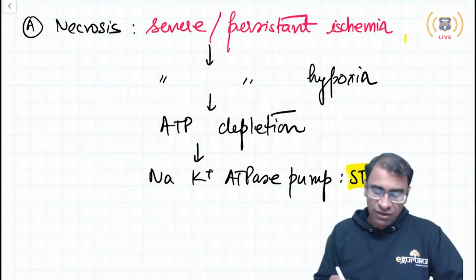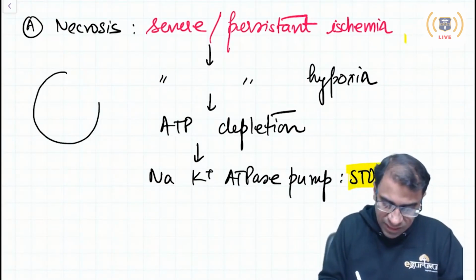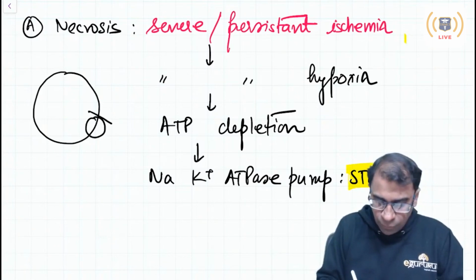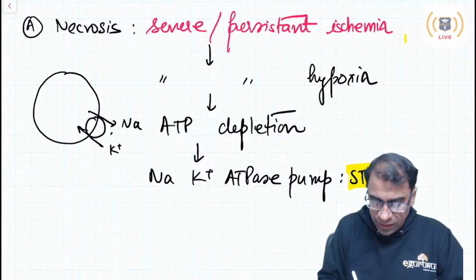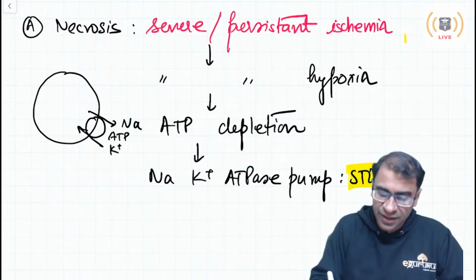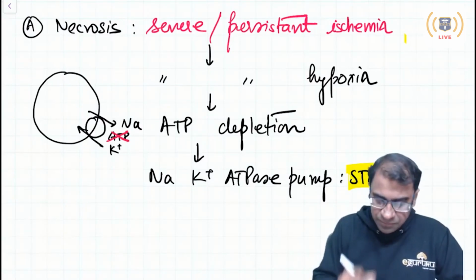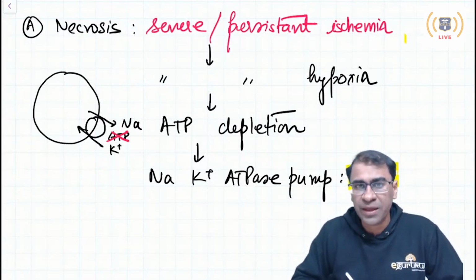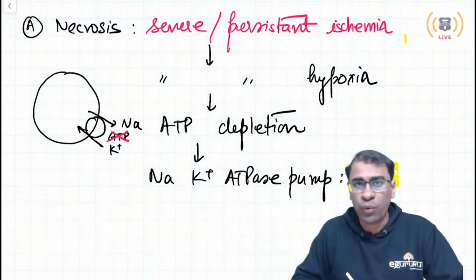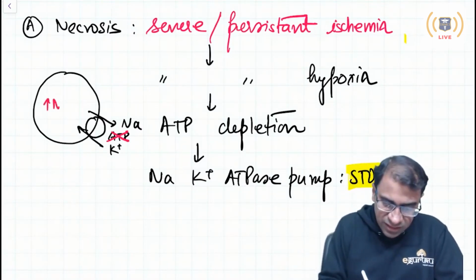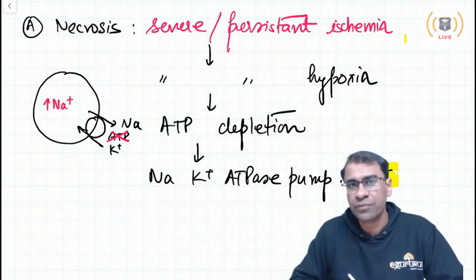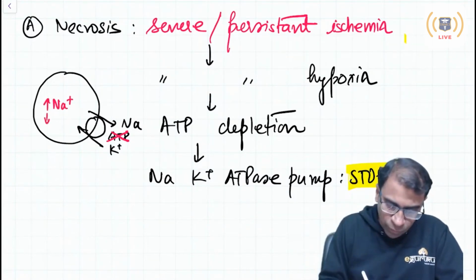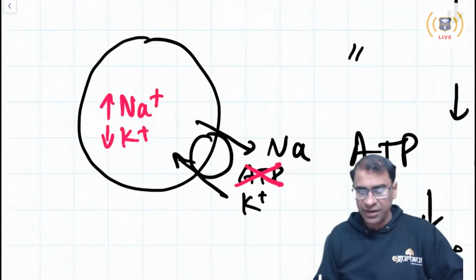See, one of the effects is this. Suppose this is a cell and this is a pump putting sodium out, taking potassium in with the help of ATP. So what happens? The ATP is no longer there. Because the ATP is no longer there, there occurs an increase in the sodium in the cell. At the same time the potassium level decreases, right?